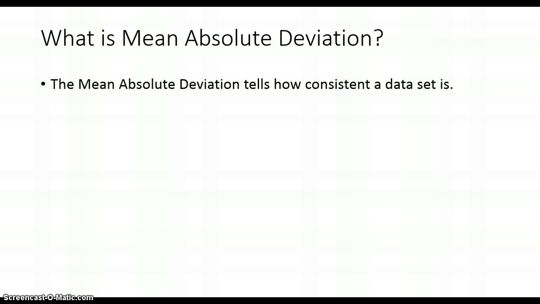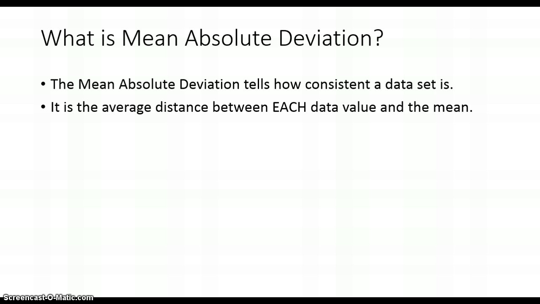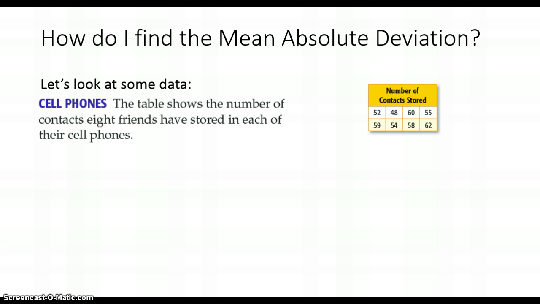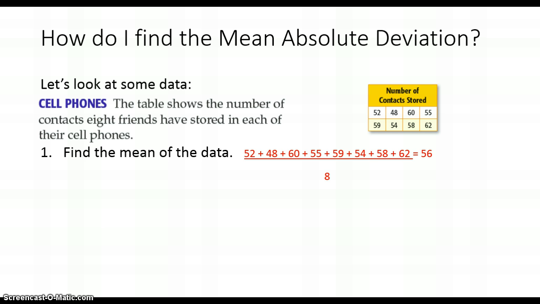The mean absolute deviation tells us how consistent a data set is, and it also is the average distance between each data value and the mean. So how do I find the mean absolute deviation? Let's look at some data. The table we have here shows the number of contacts 8 friends have stored in each of their cell phones. Let's find the mean absolute deviation of this data.